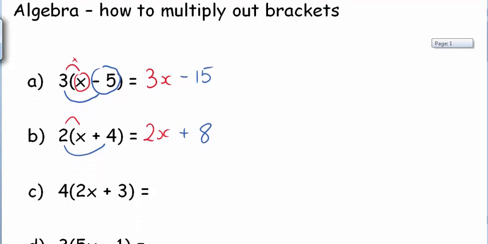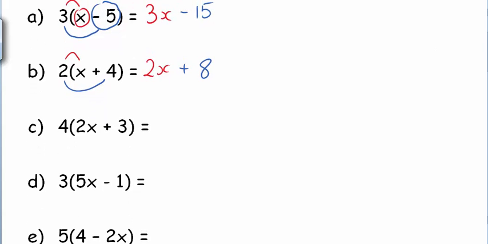Okay, what if we've got a bit more complicated terms? 4 times 2x. Now 4 times 2 itself is 8. I've also got the x, so I can't forget about this. And then 4 times positive 3 is positive 12.